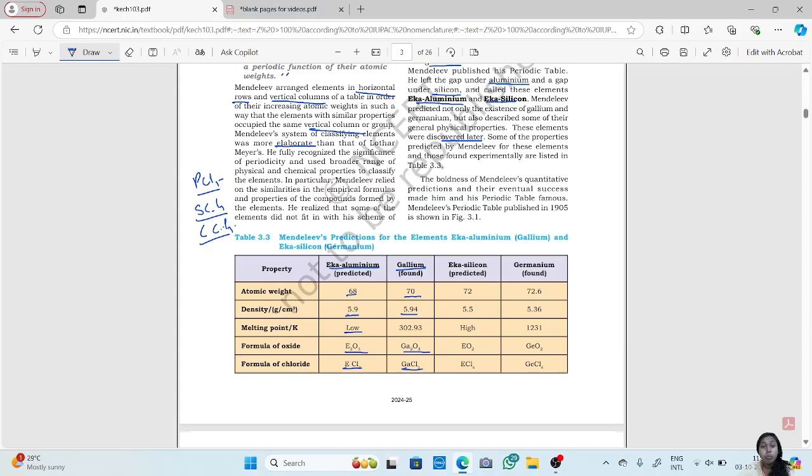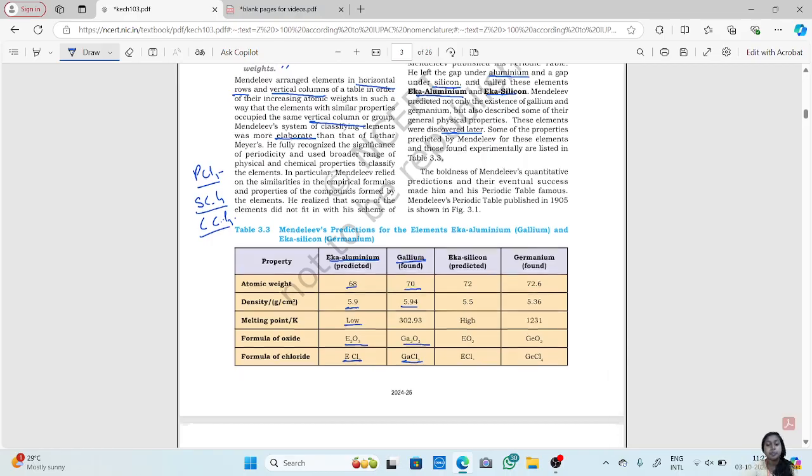Now the boldness of Mendeleev's quantitative predictions and their eventual success made him and his periodic table famous. With confidence he stated that this will be the density, this will be the atomic weight, this is the oxide it will form, this is the chloride it will form. With that boldness he predicted the quantitative things, and they were found to be true, right? So the eventual success made him and his periodic table very famous.